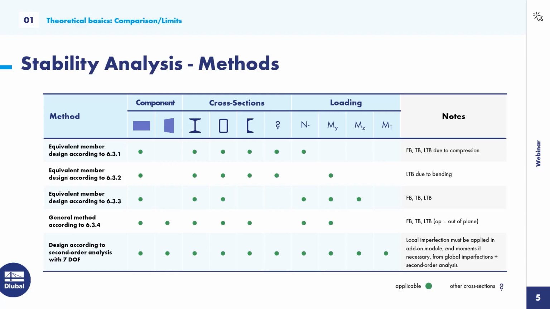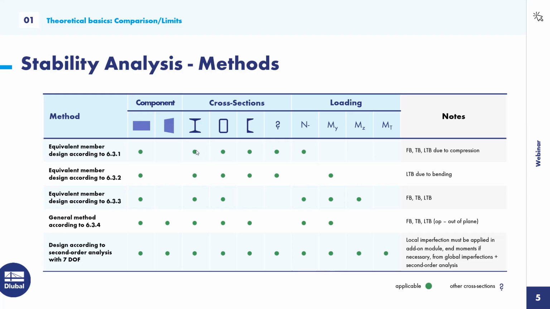Okay, let's start with this overview table where the stability analysis methods are compared. And you can see the limits of the different methods in the table. We go through this table line by line. First line, equivalent member design according to 6.3.1, according to Eurocode 3. This is for uniform members in compression.